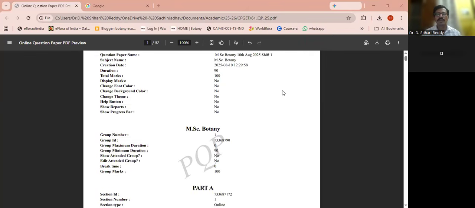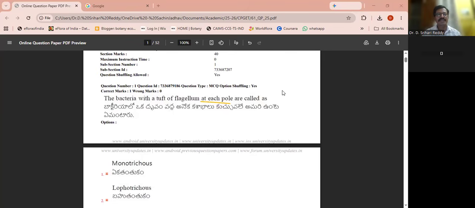Yeah. So today we are going to discuss the 2025 Botany question paper of CPGET, Common PG Entrance Test. So the first question is: the bacteria with a tuft of flagellum at each pole is called.